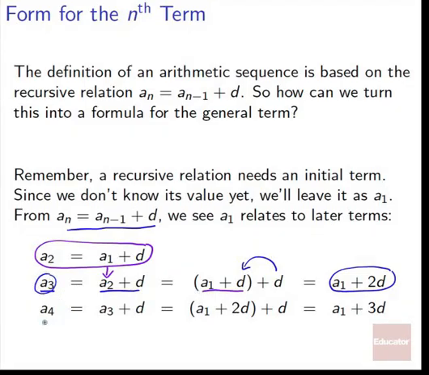When we work on a4, a4 is going to be a3 plus d, right? The previous term adding d. But once again, we just figured out a1 plus 2d is what a3 is, so we can plug in for a3. So we've got a1 plus 2d, and now we can add that d onto the 2d, so we wind up getting a1 plus 3d is what a4 is equal to. So we notice that this pattern is going to keep going. We're just going to keep adding on more and more d's to our number.